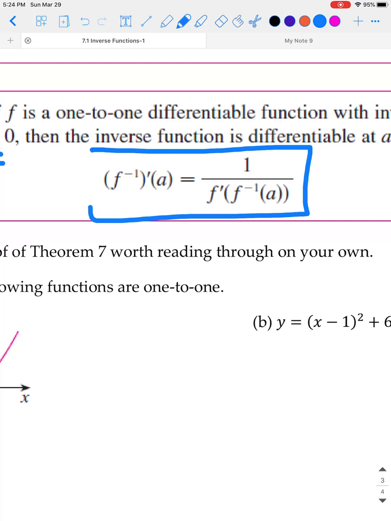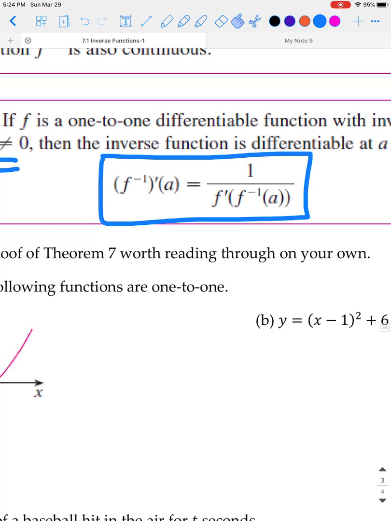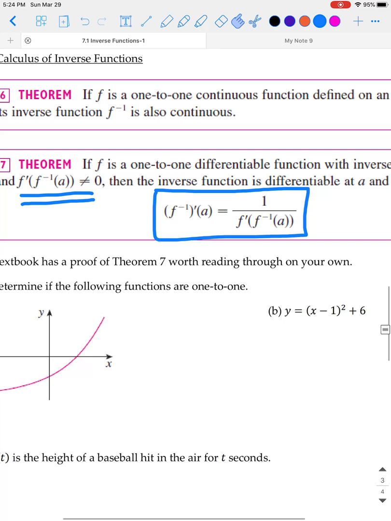But what we do get is that the derivative of the inverse function looks like this for any value of a in the domain of the inverse. So f inverse prime of a is equal to 1 over f prime of f inverse of a. And what this is saying is that the derivative is going to have a reciprocal slope value.